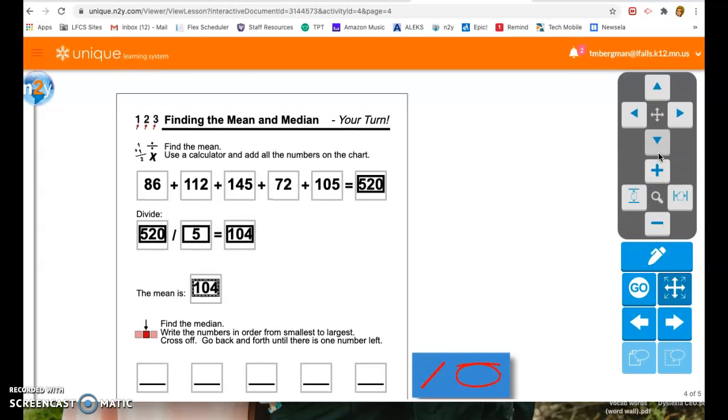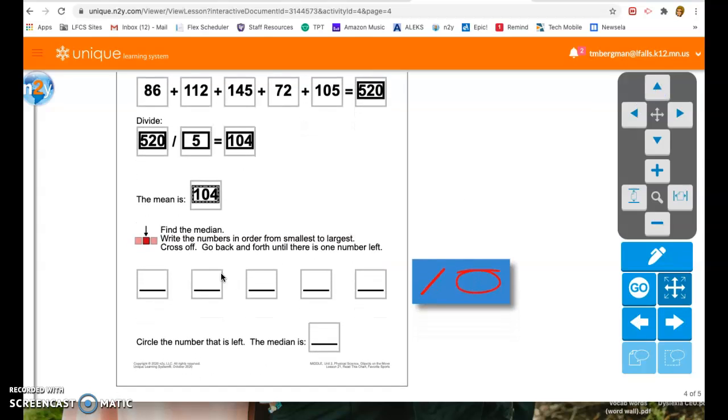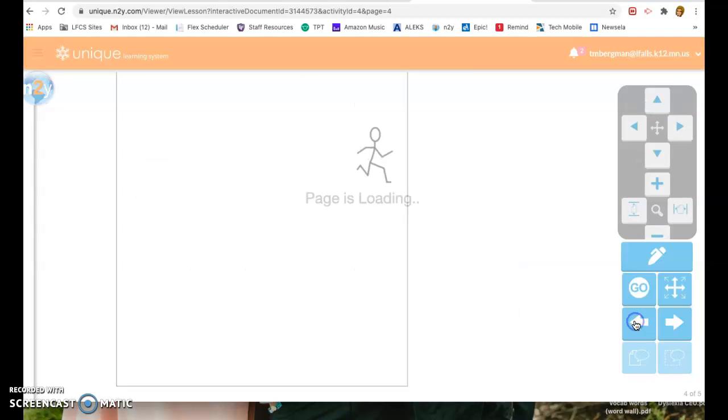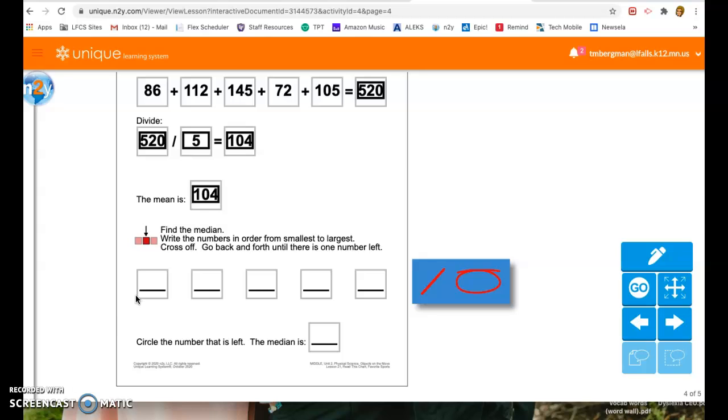Okay, so for this next part, I'm going to move this up. We're writing the numbers in order from smallest to largest. Remember on our page before, we were able to put them in order from smallest to largest. So I'm going to go back to that page so you can take a look at it. If you need to write these numbers down or pause the video to do this, you sure can. And now we're going to write them from smallest to largest.